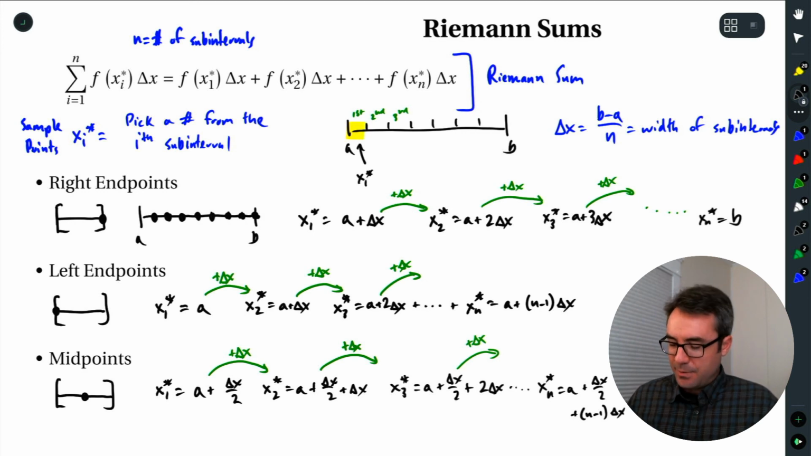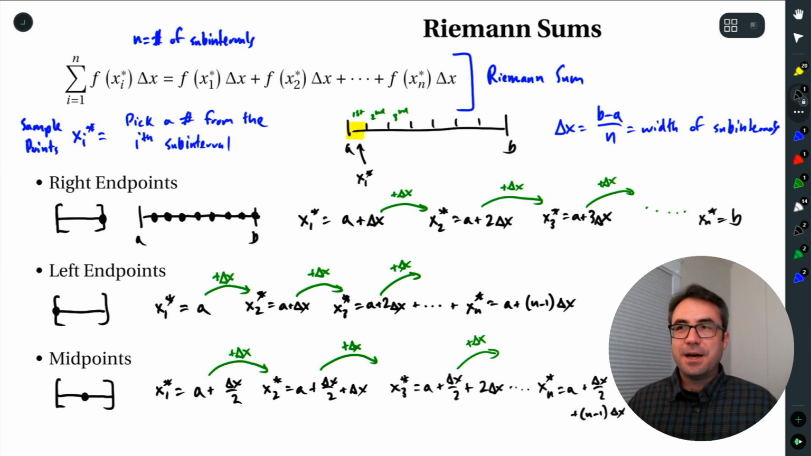But again, I really wouldn't have these formulas memorized for the different endpoints. What I would have is just the process. For the right endpoints, know that we start at A plus delta x and then add in these delta x's. For our left endpoints, we start with A and then add in the delta x's. And for the midpoints, we find the first midpoint, and then to get the rest of them, we keep adding delta x's.